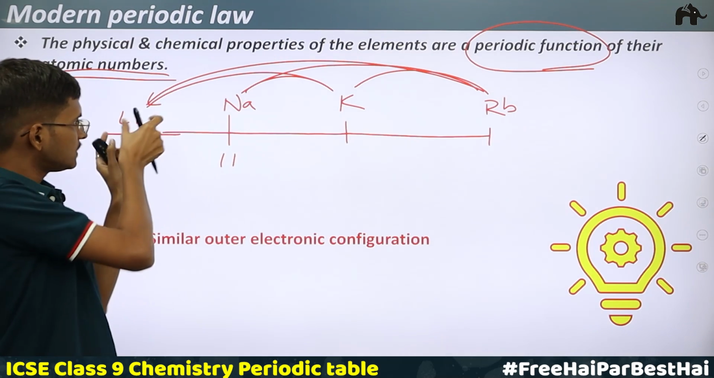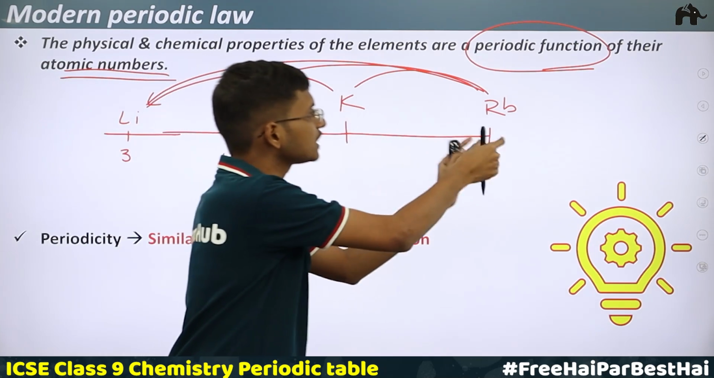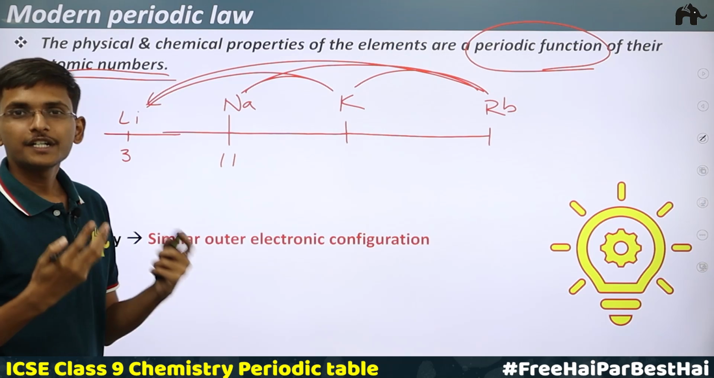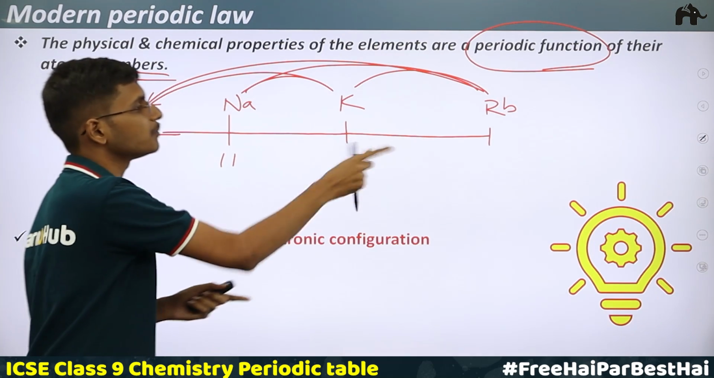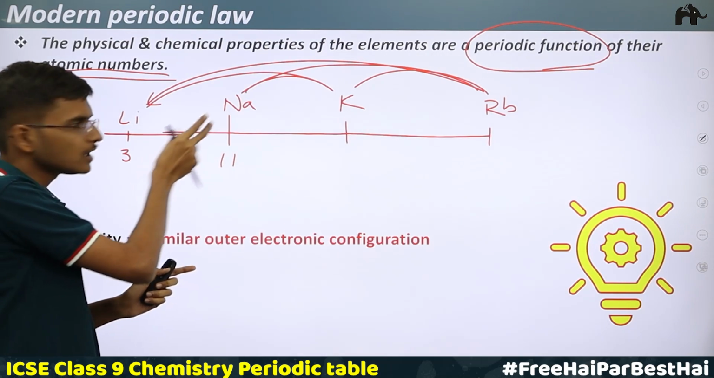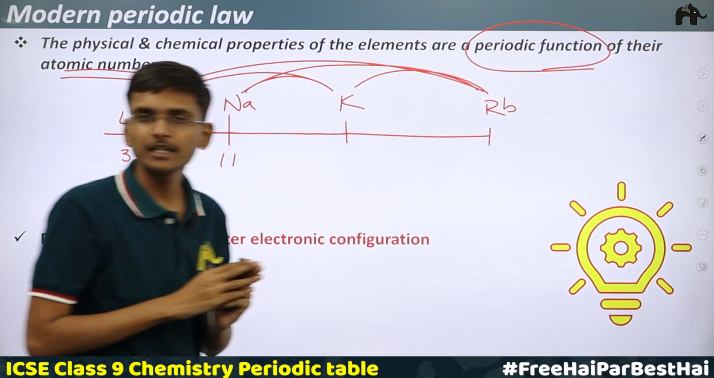Okay, see, I got an element having similar properties, again I got an element having similar properties, again I got an element having similar properties, after a particular interval of the atomic numbers. That's it. So this is a particular interval. After a certain interval I got potassium, after a certain interval from potassium I got rubidium.